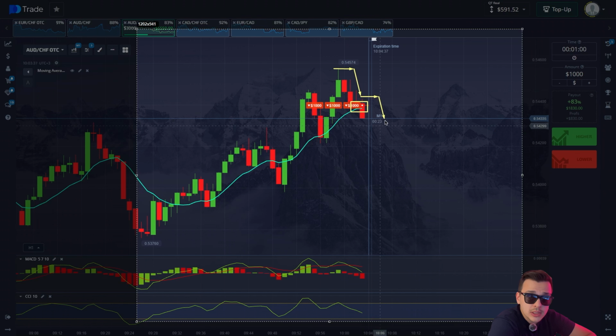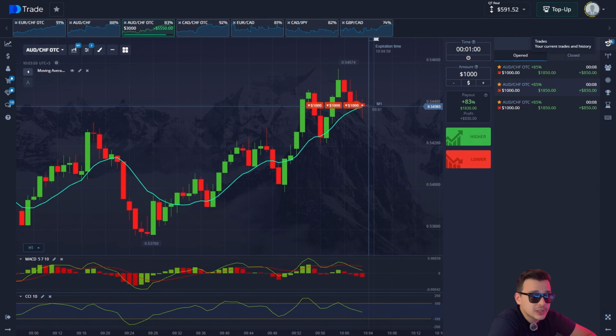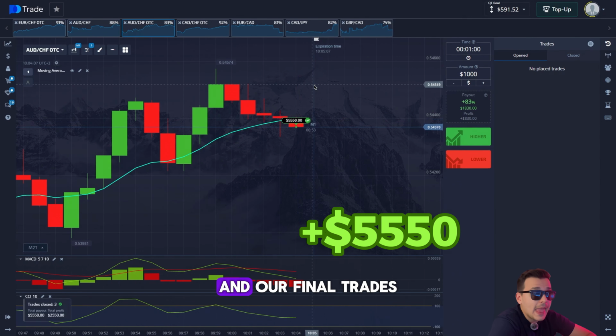And we also see the crossing of the MACD. The oscillator is coming out of oversold, or rather overbought. And accordingly we open a down trade here. Let's watch the result. And our final trades close in plus.